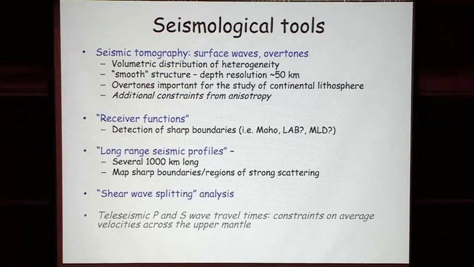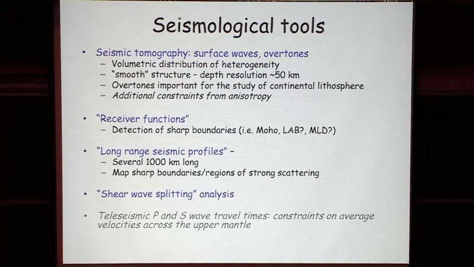Most of the time you use artificial sources, so they need to be rather strong, and in particular in the Soviet Union, they had these so-called peaceful nuclear tests that were very nice for this purpose, but there have been also long-range seismic profiles in Europe and in North America. These also can be used to map sharp boundaries and regions of strong scattering in the lithosphere. And then I'll be discussing also shear wave splitting analysis, which ties into the study of anisotropy in the upper mantle.